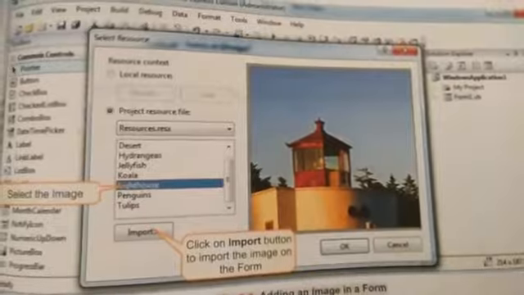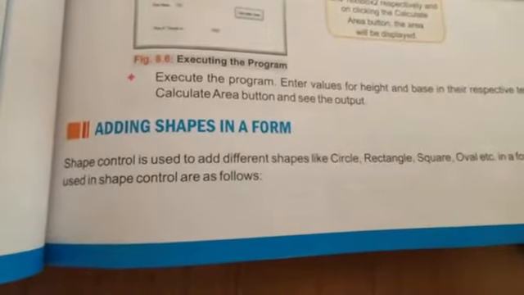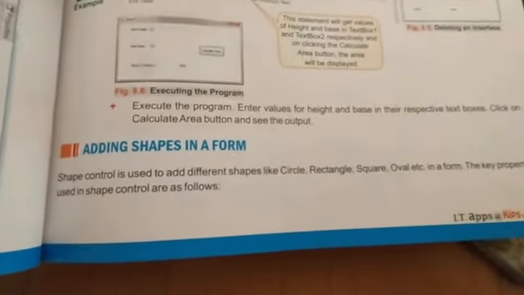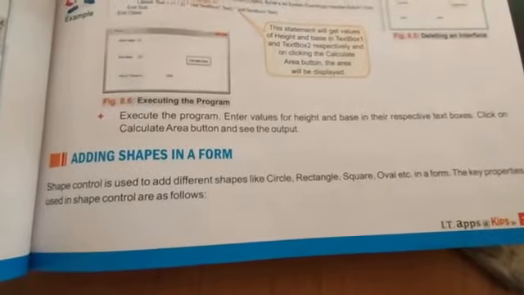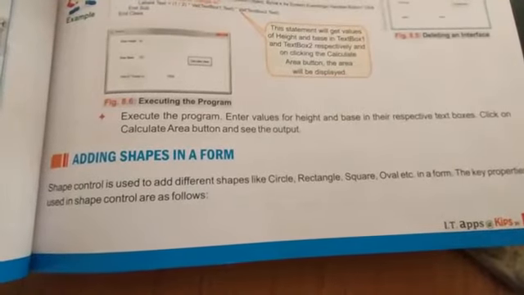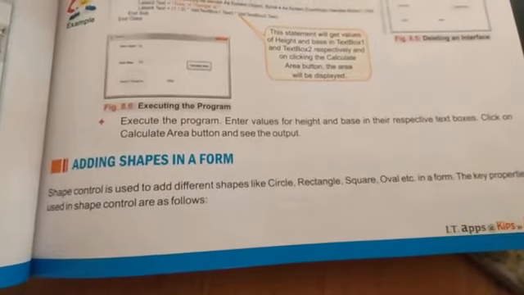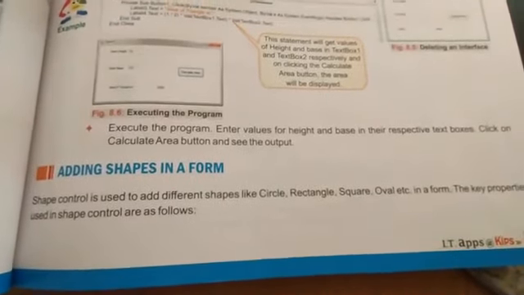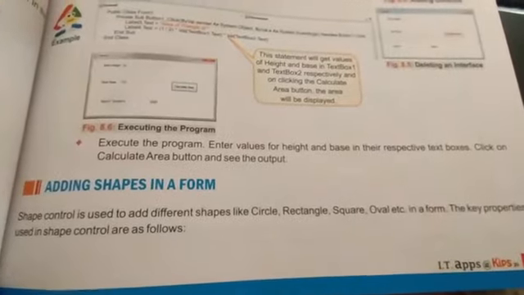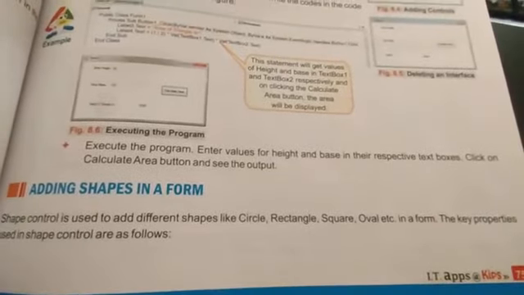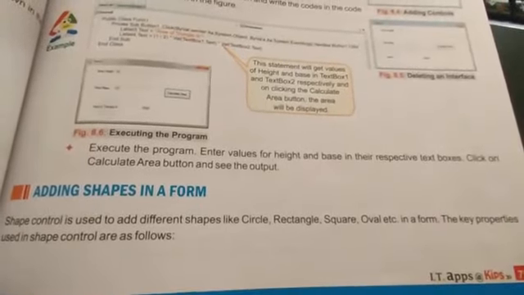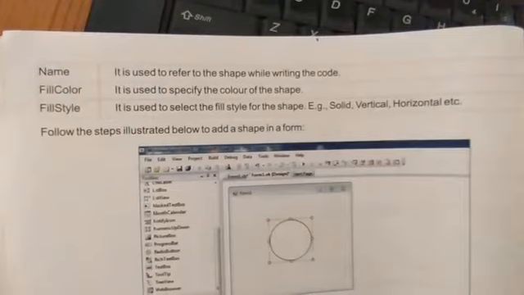Now, adding shapes in a form. Yes, students, just like other controls, we can also add shapes in a Visual Basic form. The shapes control is used to add different shapes like circle, rectangle, square, oval in a form. The key properties used in shape controls are as follows.